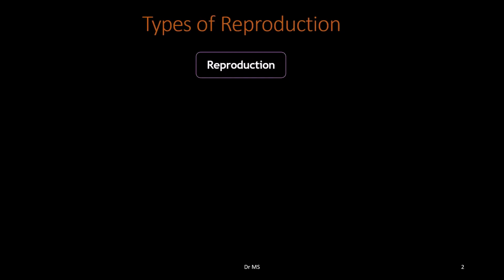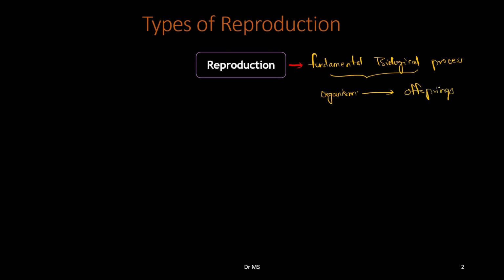So let's see about this human reproductive system. Before we talk about what reproduction is, it is a fundamental biological process which helps an organism to produce offsprings of their same species.